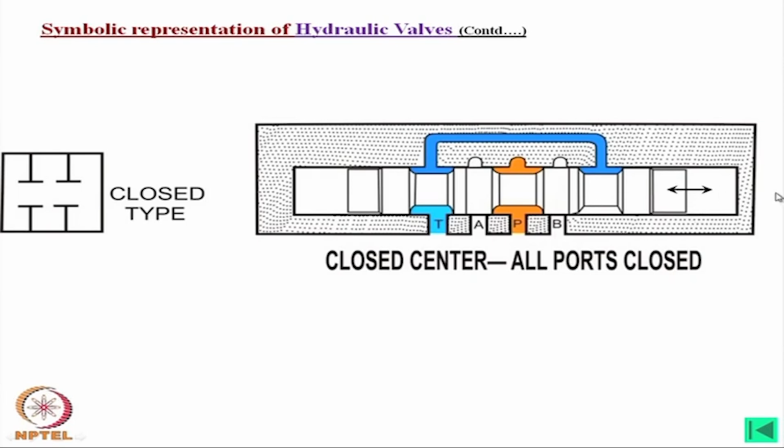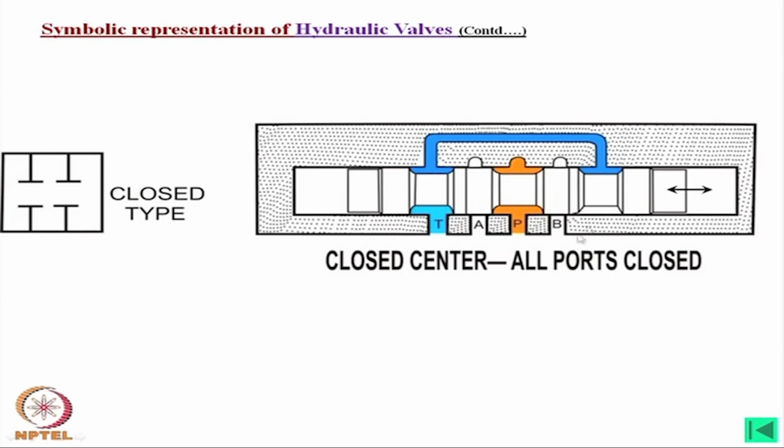Now, there will be some connection by which we can move this spool this way or that way. How is it connected? Look into this. This is the P pressure port, connected to the pump, and oil is coming over here, but oil cannot go to any side at this position of the valve, which is the neutral position. Similarly, ports B and A are also closed, and T has a connection to the tank, but no connection with the other ports.